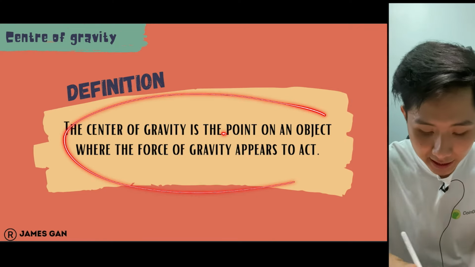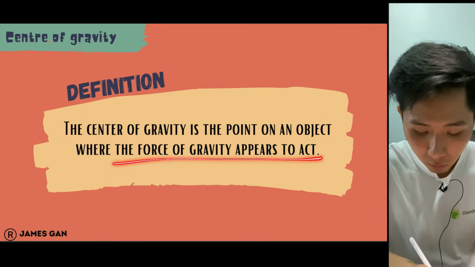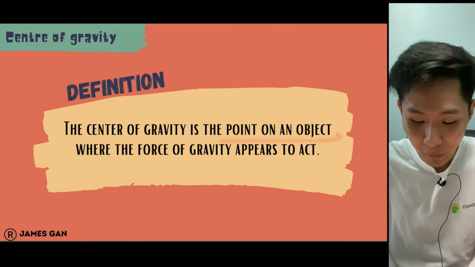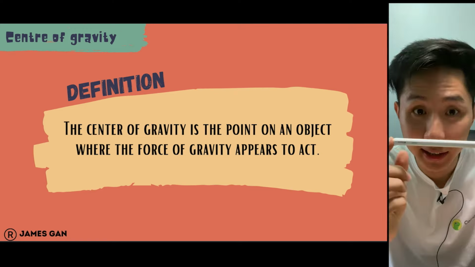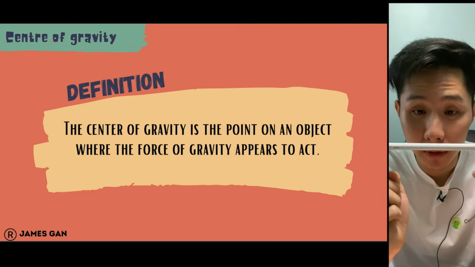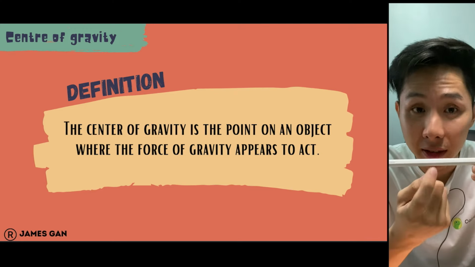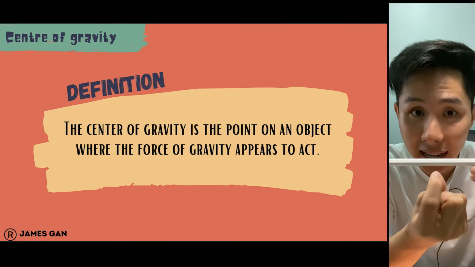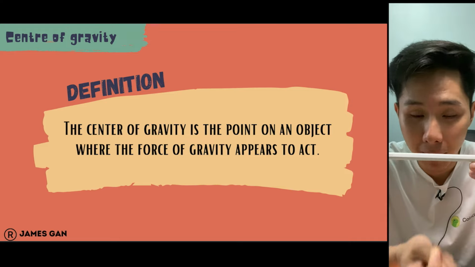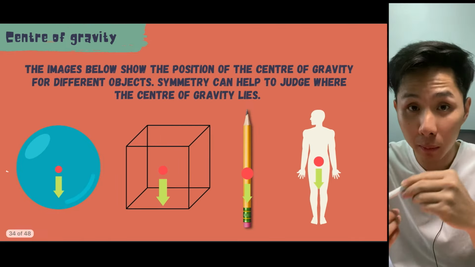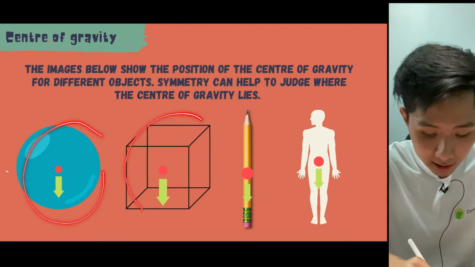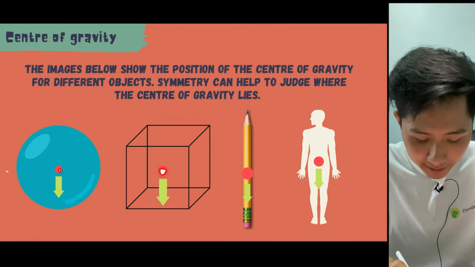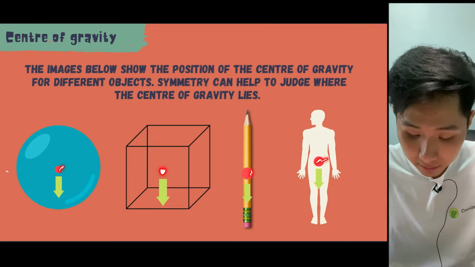And the definition is that it is the point of an object where the force of gravity appears to act. So in this pen here, there's something called the center of gravity, and it's usually the center, meaning the gravitational force will likely act at the center of this pencil here. To give you more examples, here I have a ball, a sphere, cube, pencil, body, and the center of gravity is usually at the center.